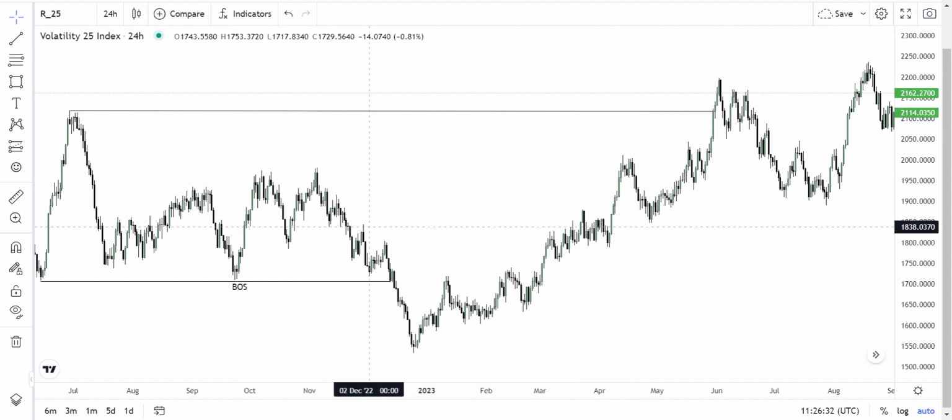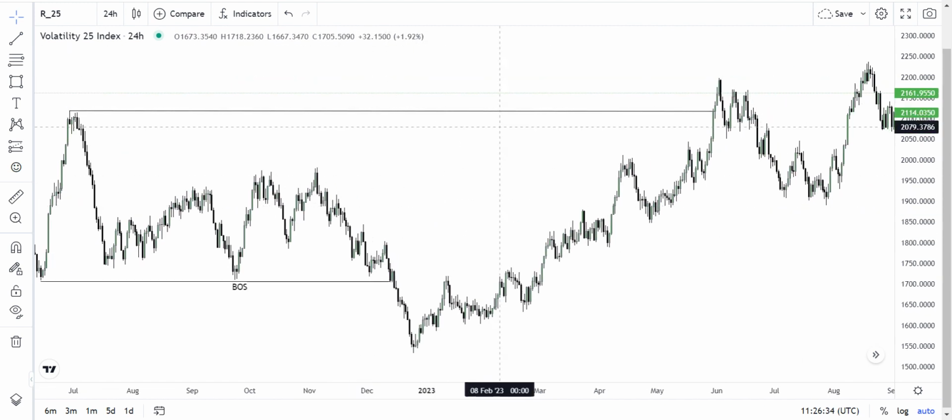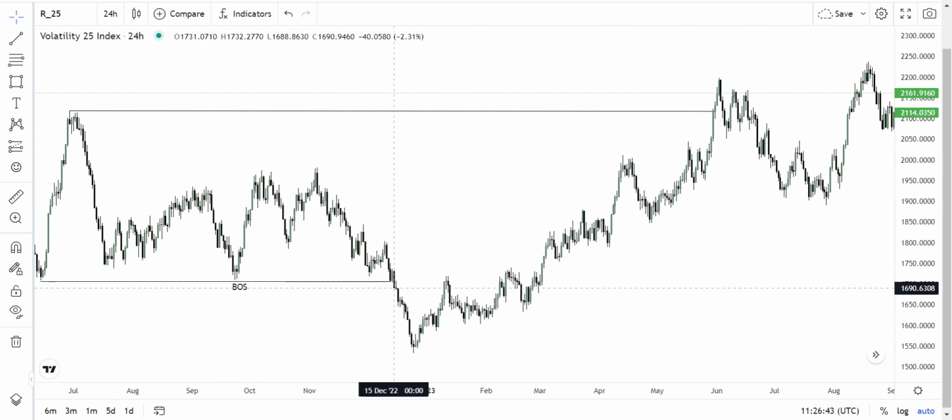Whenever the market breaks this protected high, it means that there's a shift of the story of the market to the upside. But presently, as at when this break of structure happened, it is to the downside.